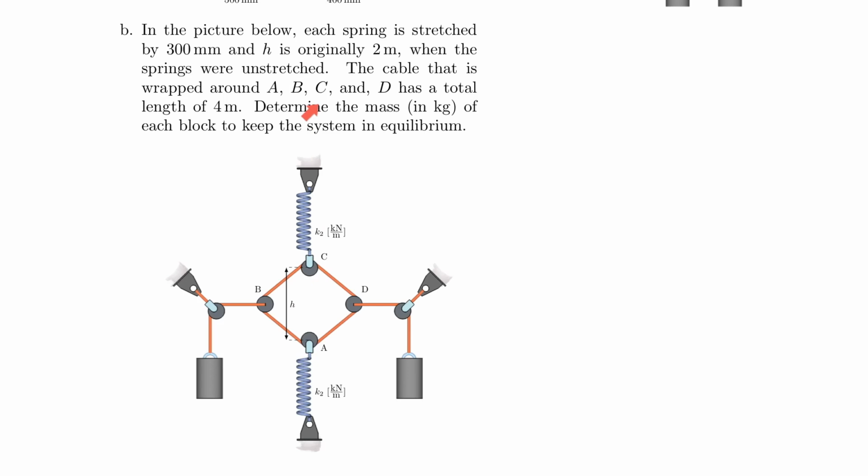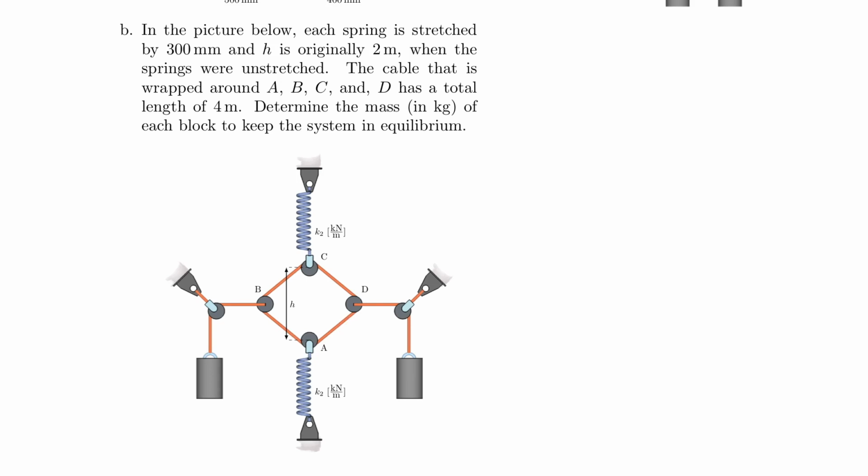So in the picture, each spring is stretched by 300 millimeters. So assume that these are already stretched by 300 millimeters. Before the stretch, the separation between point C and A was actually 2 meters. So H used to be 2 meters when the springs were unstretched. Now, the cable that wraps around A, B, C, and D, that cable here, does have a total length of 4 meters. And that cannot change. It's a self-contained loop, if you will.